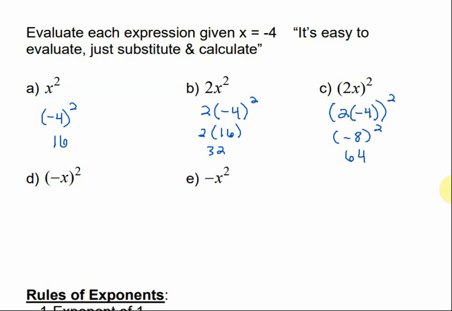For D, we have negative, and I'm going to plug in -4 squared. So we do what's in parentheses first, and -4 would be +4 squared, and 4 squared is 16.